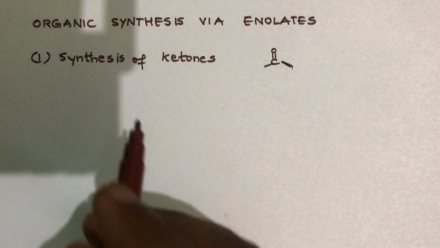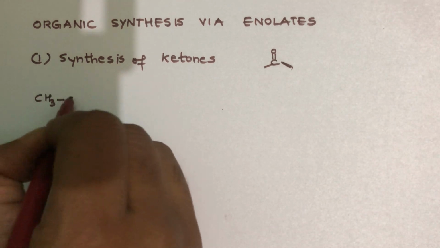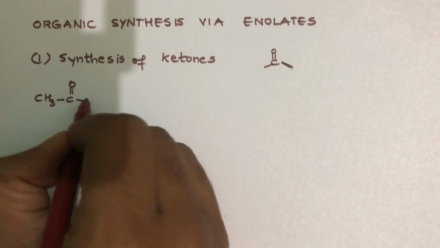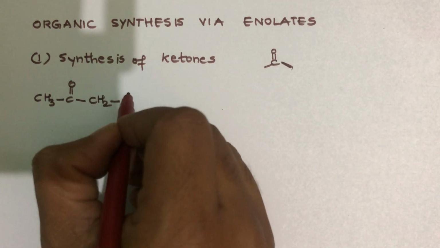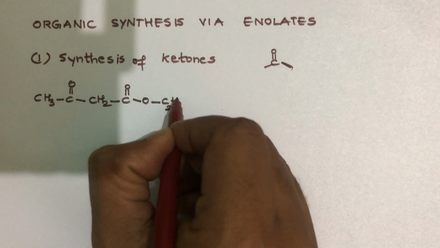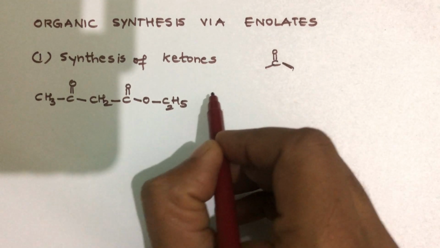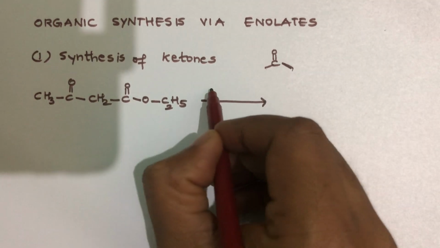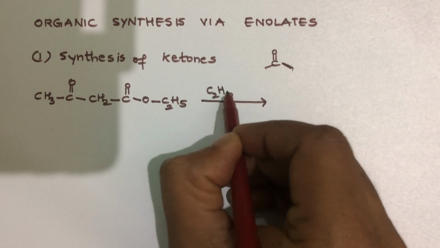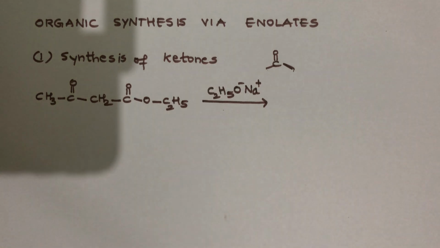Let us just deal with the reaction. So hope you know the structure of ethyl acetoacetate. It goes like this: CH3, C double bond O, CH2, C double bond O, O, C2H5. This is ethyl acetoacetate. Now we are going to prepare alkyl ketones from this ethyl acetoacetate. So first, this molecule is treated with sodium ethoxide.